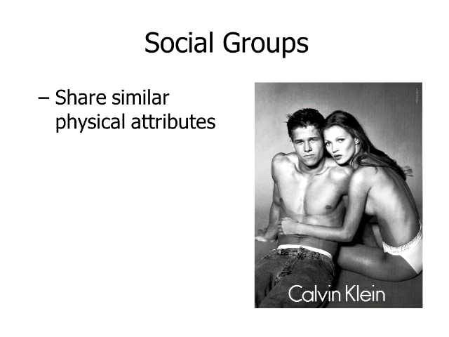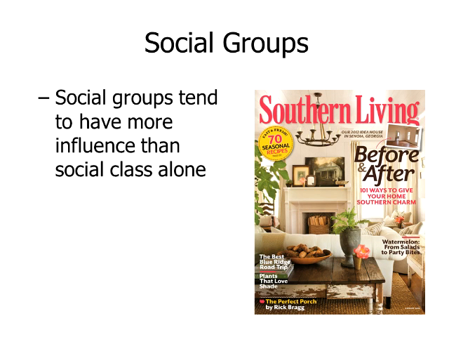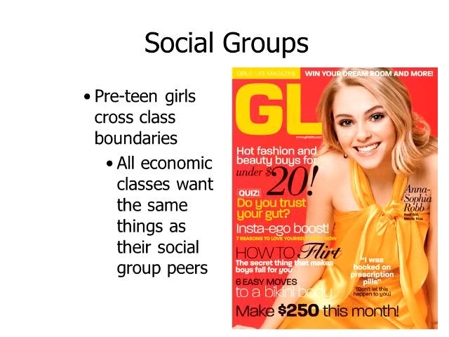Since we tend to socialize with people like ourselves, social groups also tend to share similar physical attributes, such as age and race. Because of the additional impact of shared geography and personal contact, social groups can have a greater influence on consumption than economic class alone. For example, the consumption patterns of preteen girls tend to cross class boundaries. Lower, middle, and upper economic class preteens want the same thing as their social group peers.